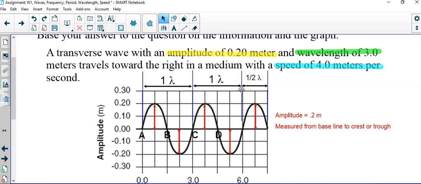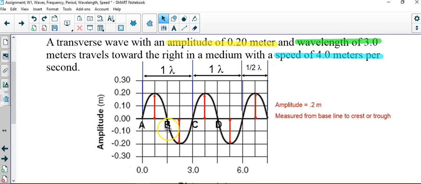It says that the wavelength is 3 meters. So the full sine wave goes from 0 to 3 meters. The next full sine wave goes from 3 to 6 meters. And then, of course, we have half of a wave, which is 1.5 meters. So a wavelength is 3 meters. And then they tell you the speed is 4 meters per second.